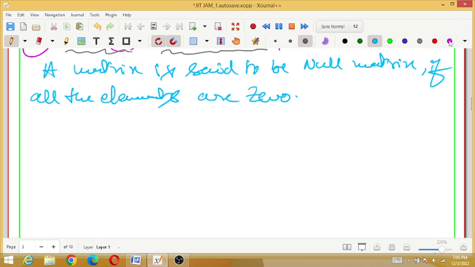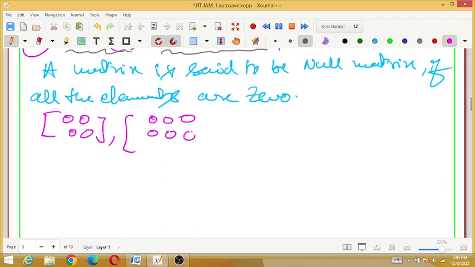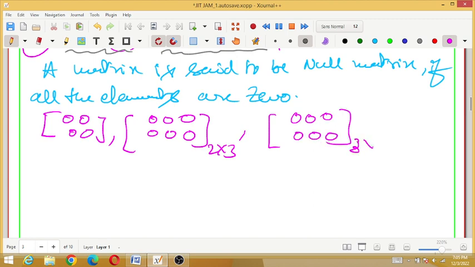Examples: 0 0 0 0, this is the 2 by 2 zero matrix. Next, 0 0 0 0 0 0, this is the 2 by 3 zero matrix. Next, 0 0 0 0 0 0 0 0 0, this is the 3 by 3 zero matrix.